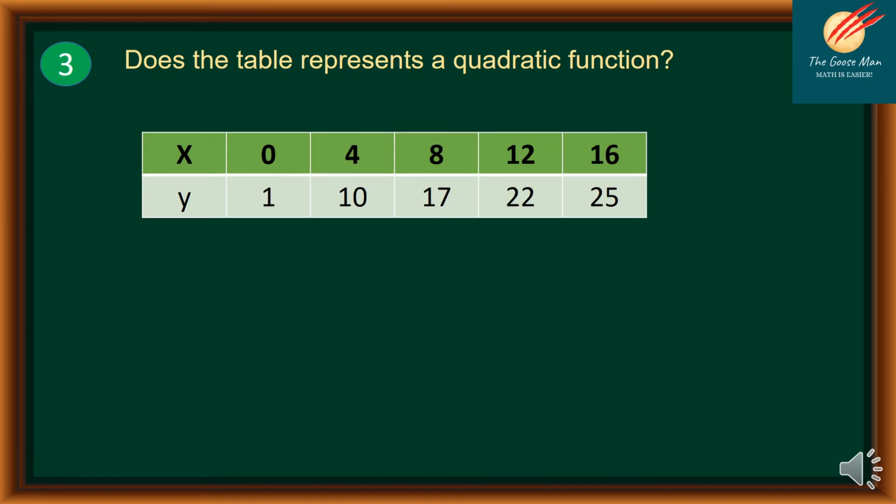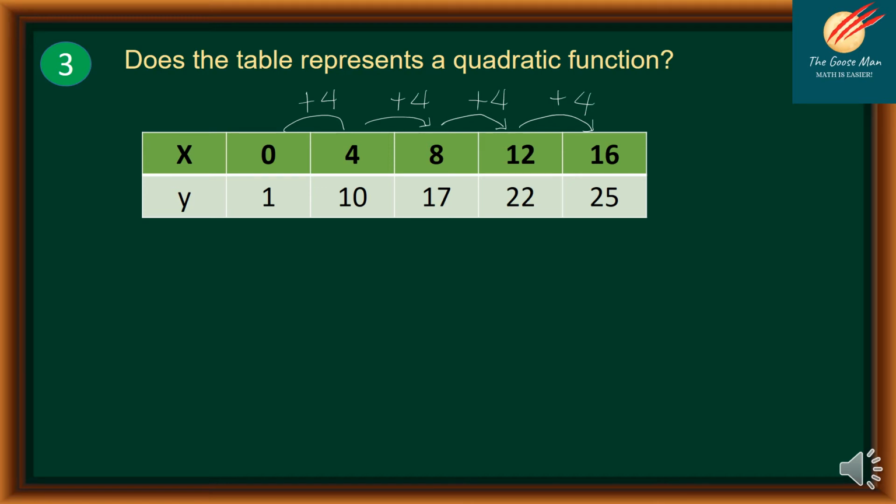Let's move on to problem number 3. Does the table represent a quadratic function? So let's get the differences for the values of x as well as for the values of y. So we have 0 to 4, so we will add 4. From 4 to 8, we will add another 4. So 8 plus 4 will produce 12. 12 plus 4 will give us 16. So we have the same differences.